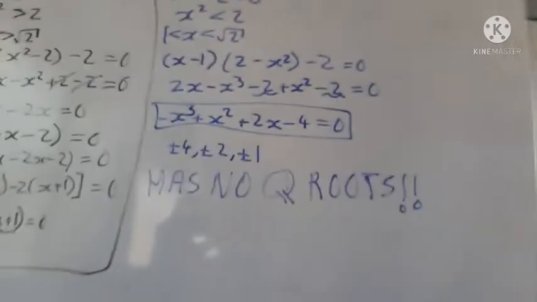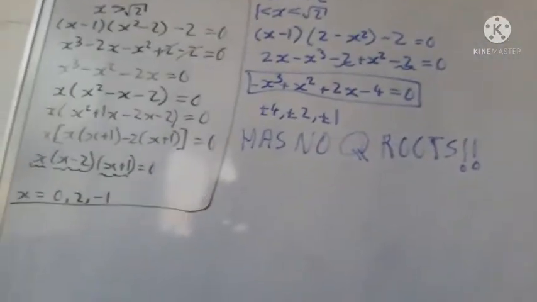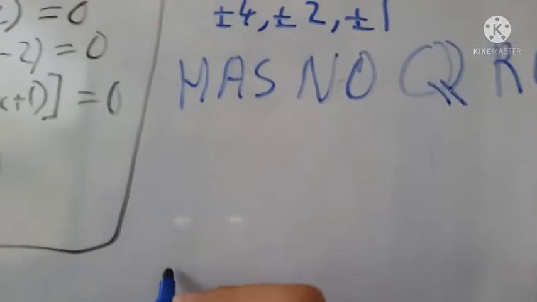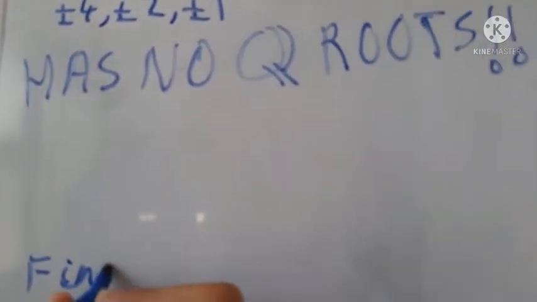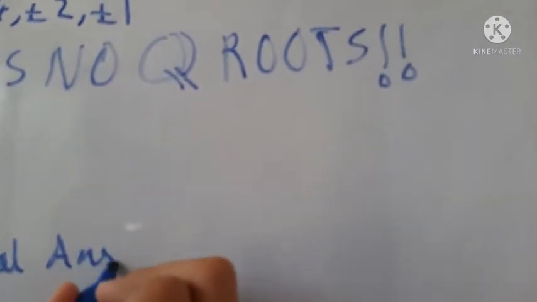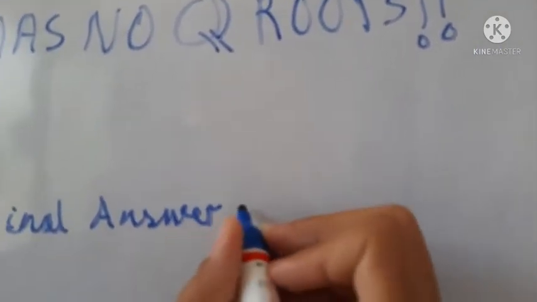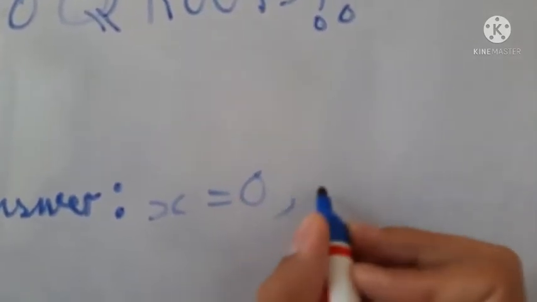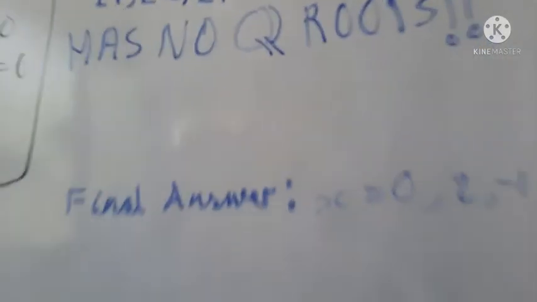Man, and that really got me. So I think it's safe to say that these three are the solution. So the final answer: we have x is equal to either 0 or 2 or minus 1.